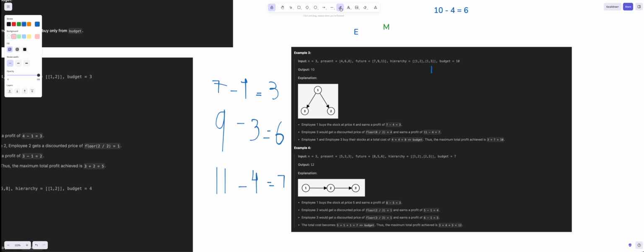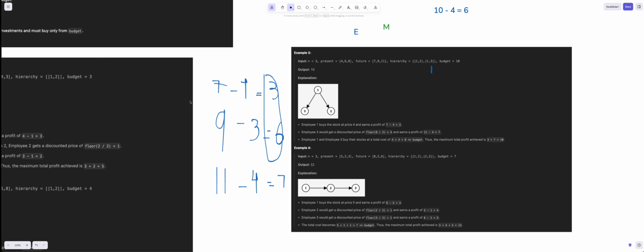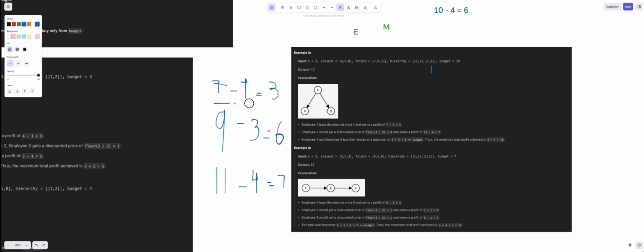These two combined give only 9, but if the first employee, which is the manager, and the third employee purchase, the total profit combined will be 10. So we let the manager and the third employee purchase the stock, which gives us 10 as output. That is how we receive the output of 10 here.